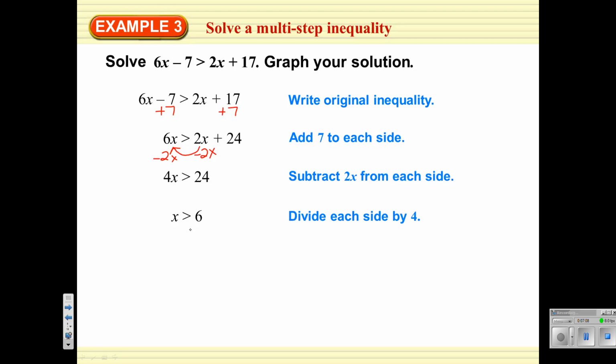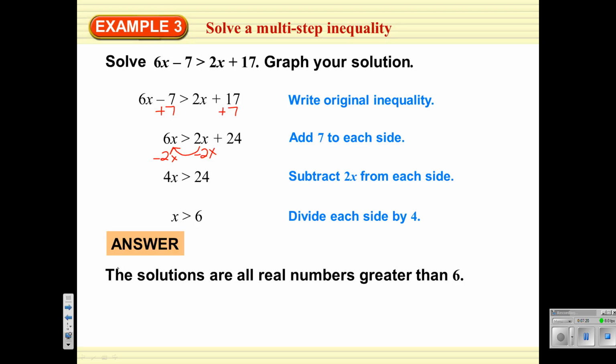Divide both sides by 4, x is greater than 6. It's just like equations, except for remembering to switch your symbol when you multiply or divide both sides by a negative. Okay, solutions are all real numbers greater than 6.